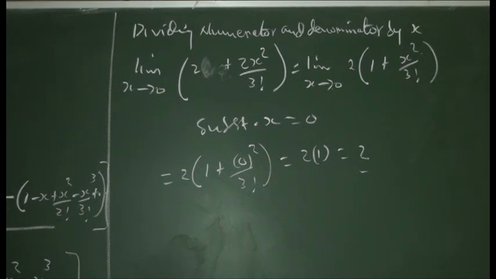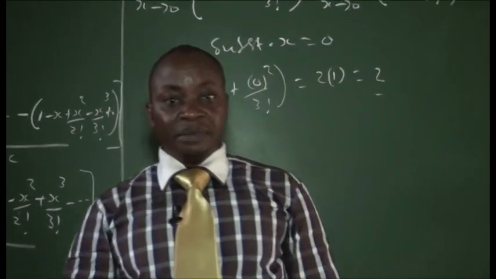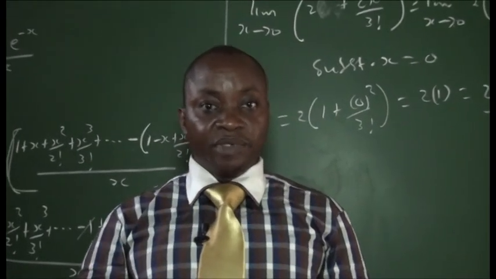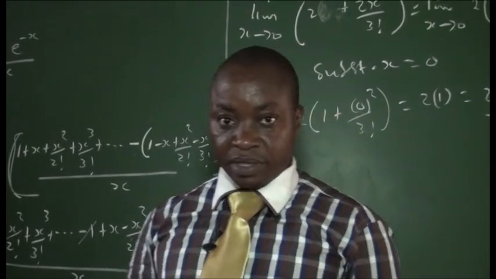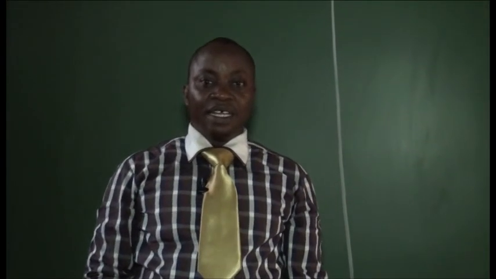All right. We will now look at another method of evaluating limits, known as the epsilon delta definition of limits. Now we are going to look at the epsilon delta definition of limits.